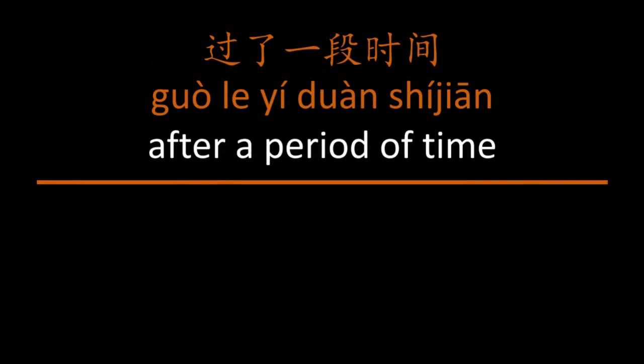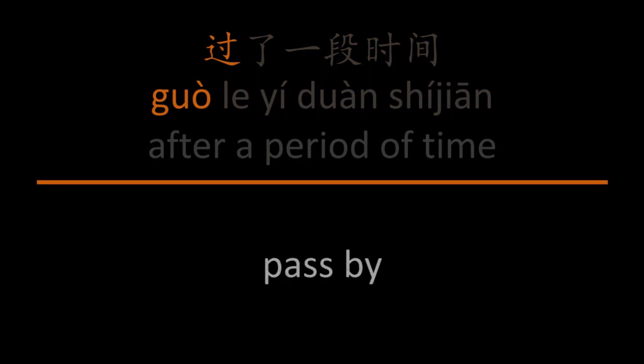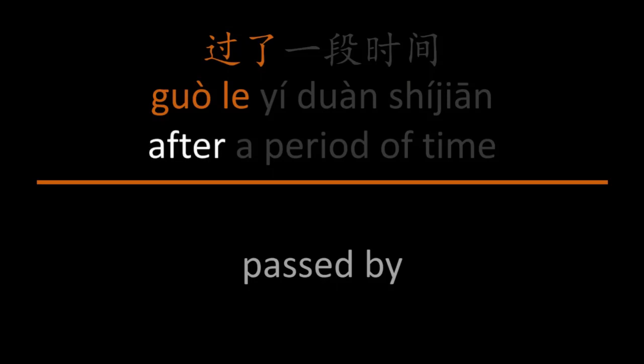Let's first take a look at 过了一段时间. So, 过 means pass by. So I could say 走过图书馆, which means pass by the library or walk past the library. And since we have a 了 here, 过了 means passed by. So the passing has already happened. So if I say 走过了图书馆, this means walked past the library. Now in this sentence, what is it that's passed by? It's time. So 过了 is referring to a period of time having passed by. So in other words, after a period of time.